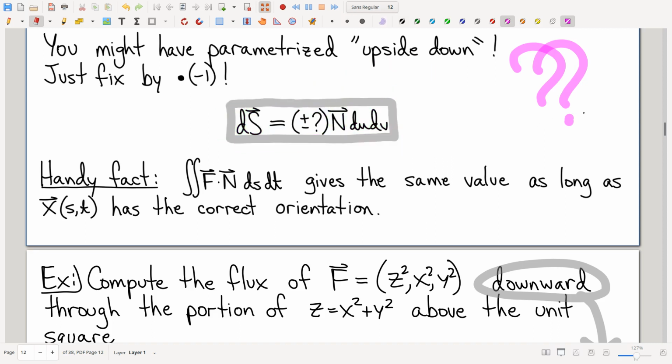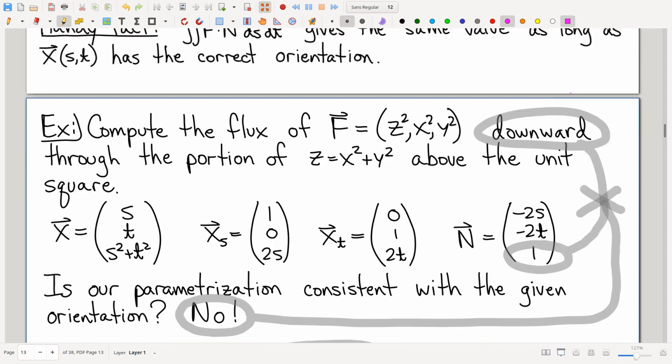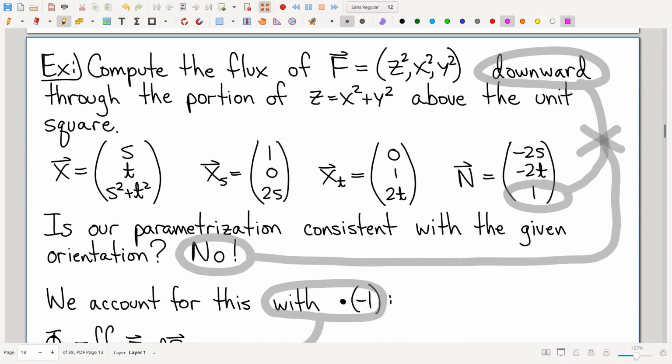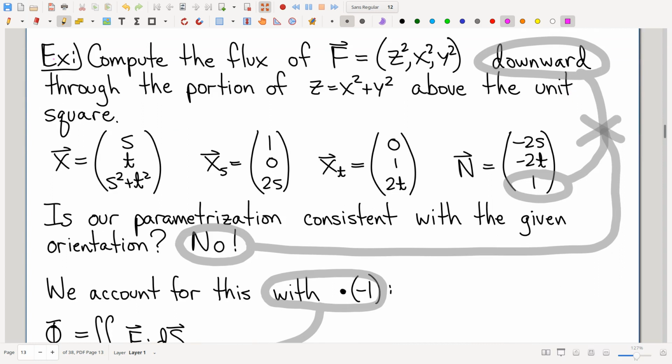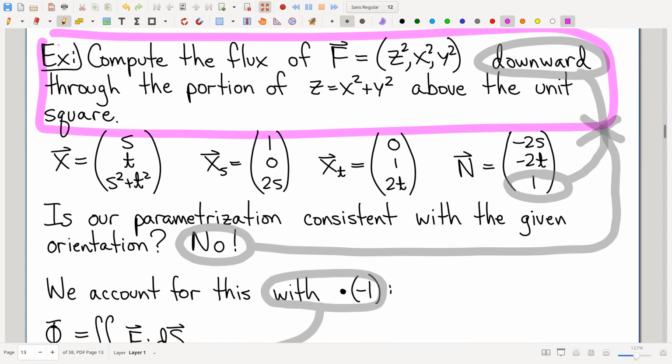How are you actually in practice, day in and day out? How are you going to deal with this? And you'll recognize this example is the same example that we did last time, right? What we ended with last time. Same vector field, same paraboloid, same portion above the same unit square, with one difference. This time, it's oriented downward. So let's think about how we're going to address that.